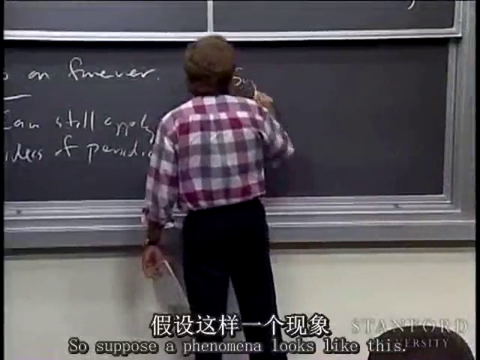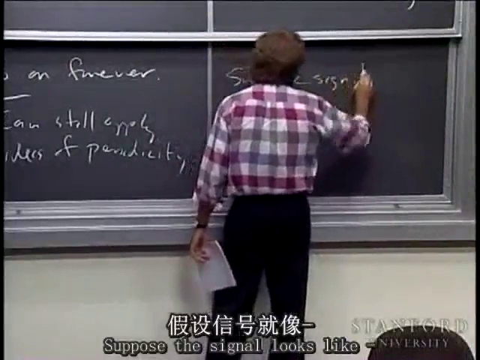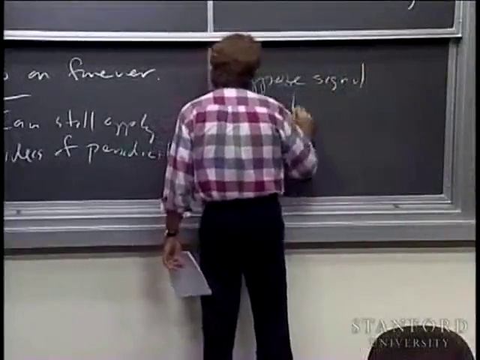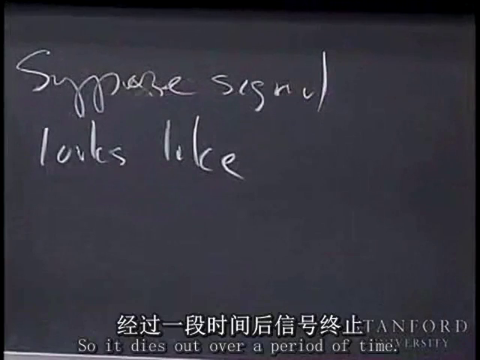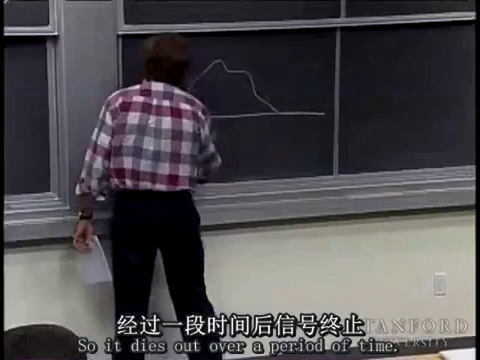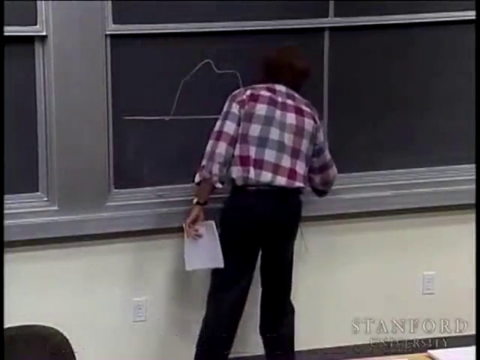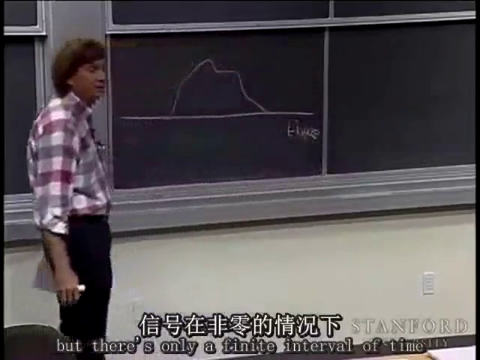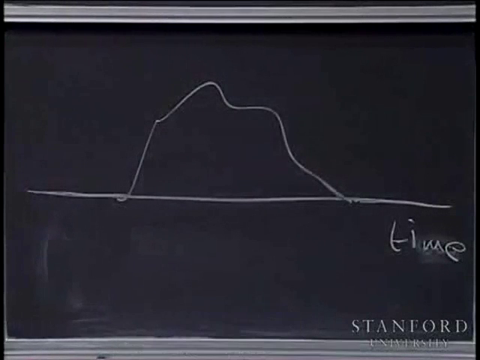Suppose the phenomenon looks like this. Suppose the signal looks like something like this. Let me write it over here. So it dies out over a period of time. So this is time. And there's only a finite interval of time, might be very large, but there's only a finite interval of time when the signal is non-zero. I'm drawing it just as a somehow generic signal here.